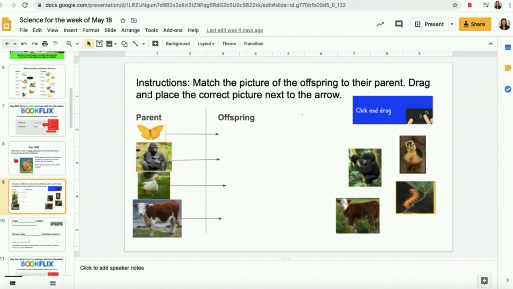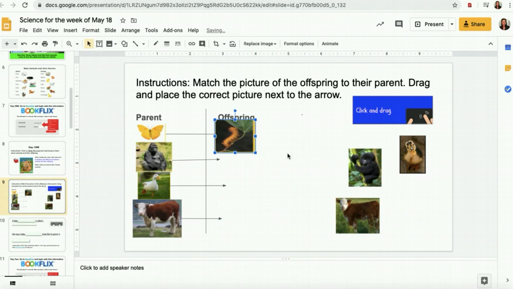So slide 9 says, match the picture of the offspring or the baby to their parent or the adult. Drag and place the correct picture next to the arrow. For instance, here I see a butterfly. Now, if I think about the life cycle of a butterfly, I know it starts as an egg, then it is a caterpillar. So I'm going to move the caterpillar right there. So you use the other 3 pictures to match the baby with its mommy.